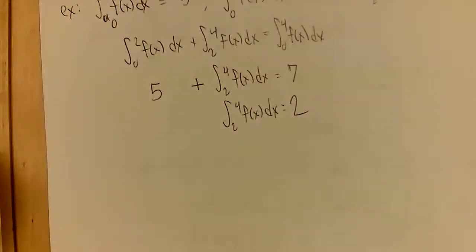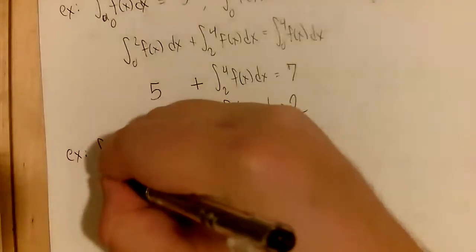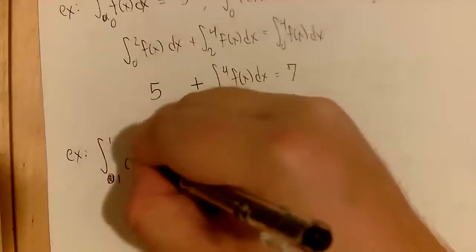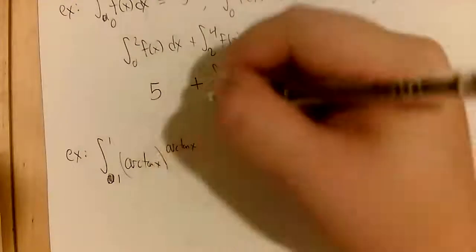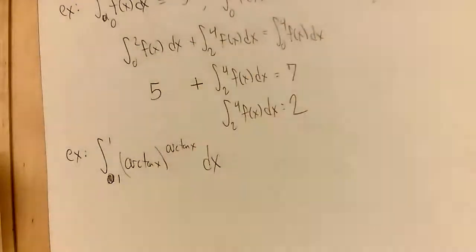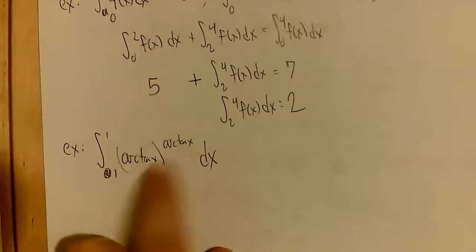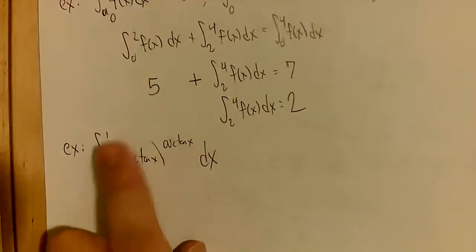Okay, for our next problem here, I want to do the integral from, let's do from 1 to 1 of arctangent of x raised to the arctangent of x. All right, now we could set up a Riemann sum with this, with our xi's and everything, and that would be awful, but we see right away that our a and our b are the same value.